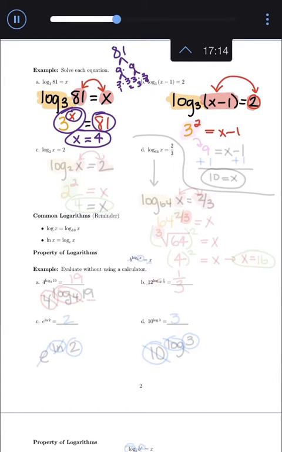And now I can just solve this like a normal equation. Be careful, you still have to follow order of operations, which is going to tell you to do exponents first. Well, 3 squared is 9, which equals your x minus 1 still. So I can solve this just by adding 1 to both sides. And that's going to give me that x equals 10.